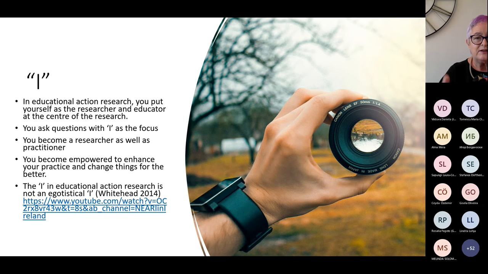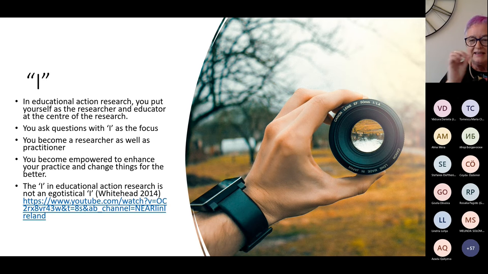OK, so I've said already that I lies at the heart of the research. I mean me. So in educational action research, you put yourself as the researcher and as the educator or the practitioner at the center of the research. So once you begin to do action research in your practice, you're both a practitioner and a researcher. And it's quite a complex and complicated role, really. But it's good fun. So you ask questions, as I've just said, with an eye focus. And you become empowered to enhance your practice.